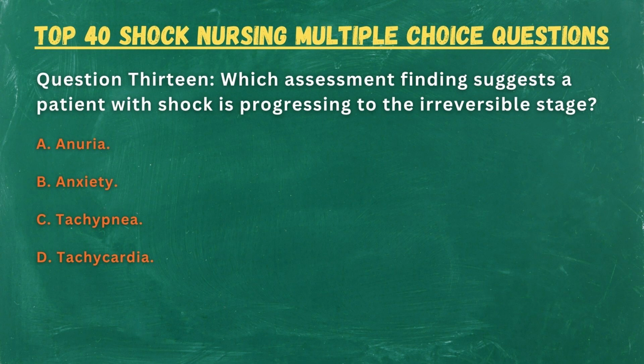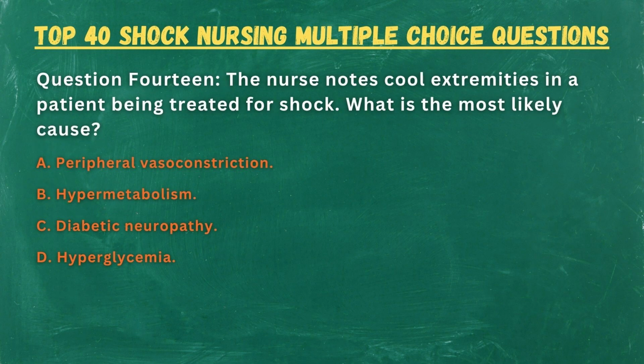Question 13. Which assessment finding suggests a patient with shock is progressing to the irreversible stage? A. Anuria. B. Anxiety. C. Tachypnea. D. Tachycardia. Answer: A. Anuria.